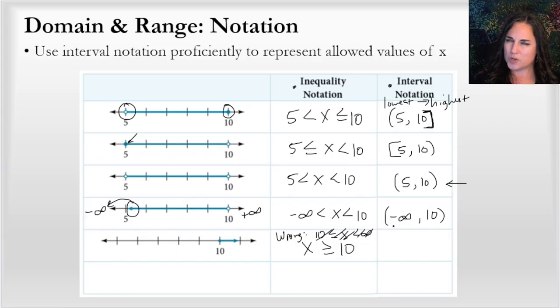So this was what you have in your head. Did you get it correct? On the bottom end, I have 10 and it can be equal to it. On the top end, I have infinity and we cannot equal infinity, so we get a parenthesis on that end.